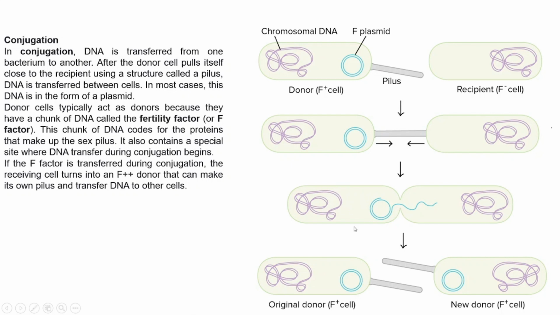Donor cells typically act as donors because they have a chunk of DNA called the fertility factor or F factor, and this chunk of DNA codes for the proteins that make up the sex pilus, this one. It also contains a special site where DNA transfer during conjugation begins. If the F factor is transferred during conjugation, the receiving cell turns into F plus or F positive, can form a pilus structure, and then transfer DNA to other cells. So that's how it works.